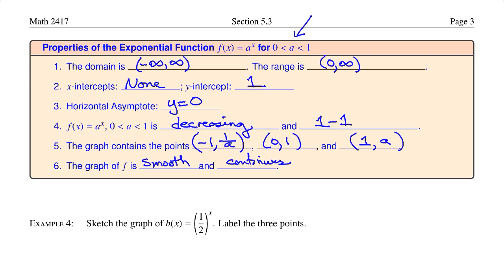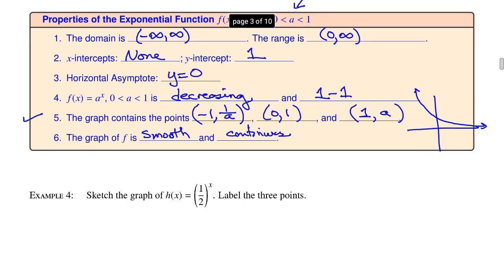So the other thing that's changed here is the fact that it's decreasing. Let's draw a little example graph here. So it looks something like this. And the way that you're going to compute these 3 points is a little bit strange. So let's take a look.